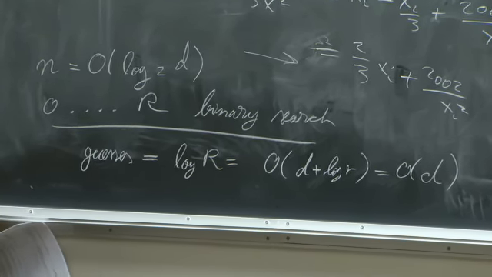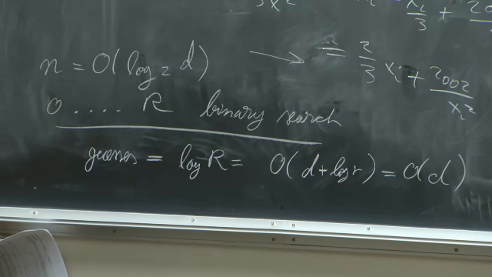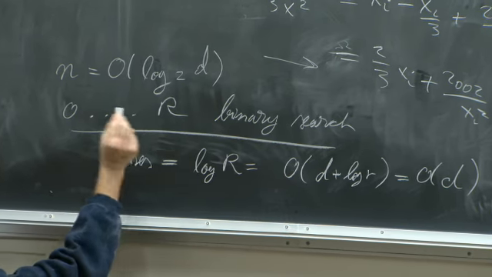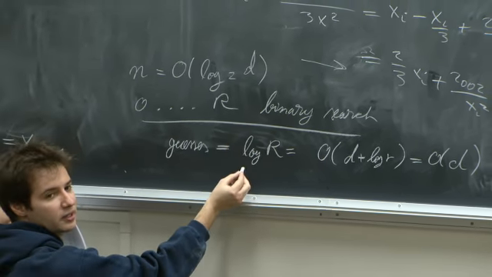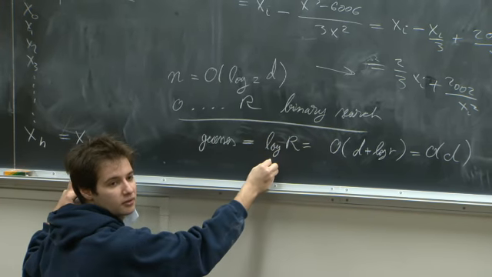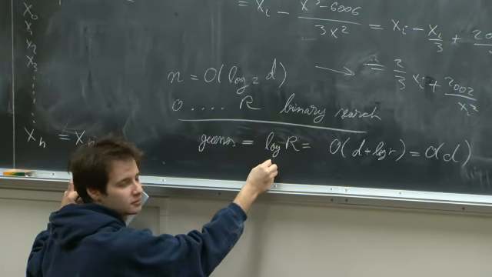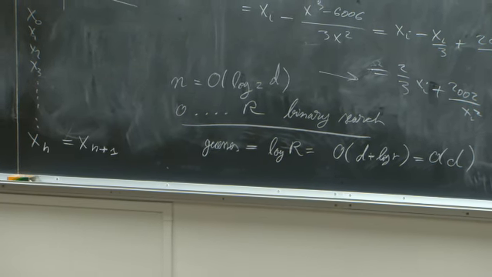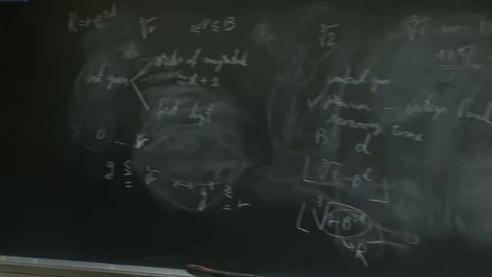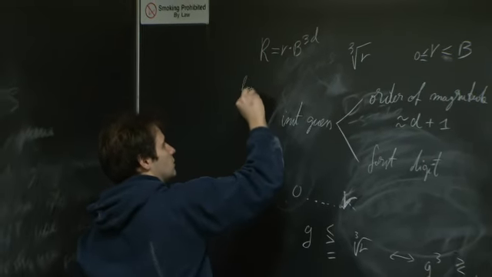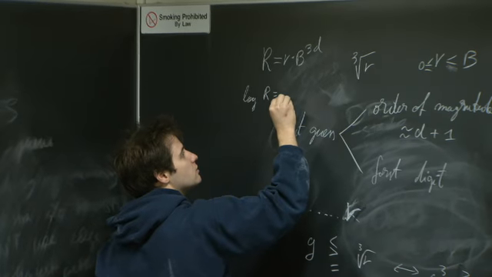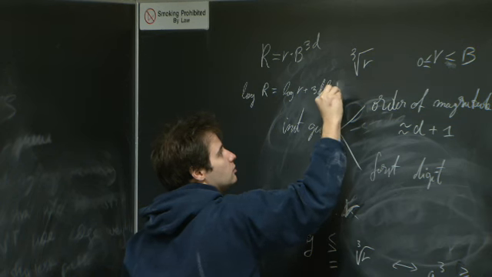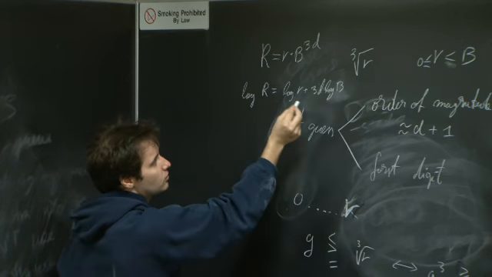Does this make sense for everyone? I didn't quite follow what happened there. So I'm doing a binary search on the range from 0 to R. How many steps? How many guesses? Log R, right? This is binary search. R is little r times b to the 3d. So if we take the log, log R is log little r plus 3d log b. b is order 1, so we get order of d.